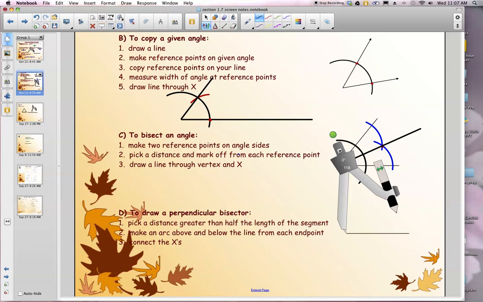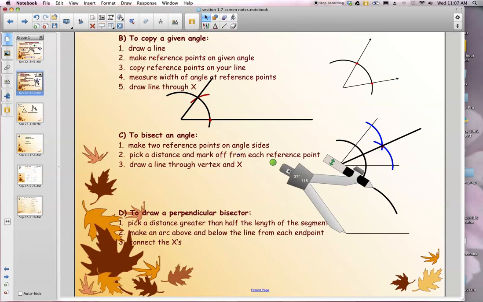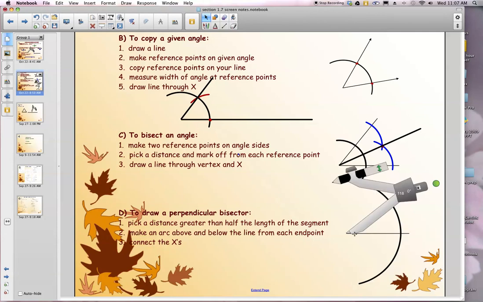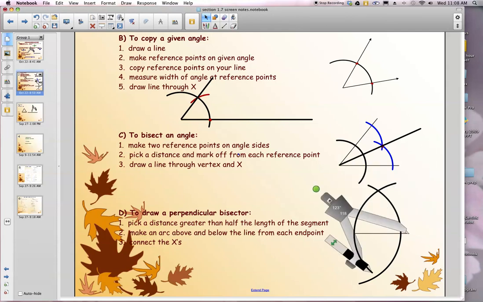So I grab my compass and I draw an arc here, and I'm going to draw it above and below. And the reason for that is that I am going to create a point above the line and a point below the line so that I can connect them. Then I'm going to go over to my other endpoint without squeezing. Notice I'm using the exact same distance, and I'm going to do the exact same thing. I'm going to make an arc, and it's going to go above and below.